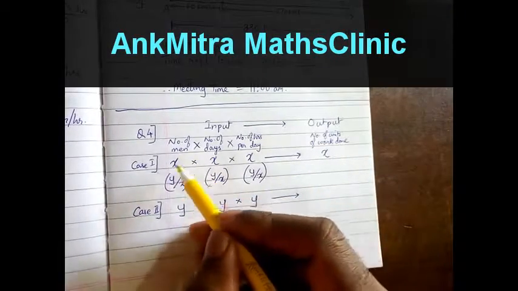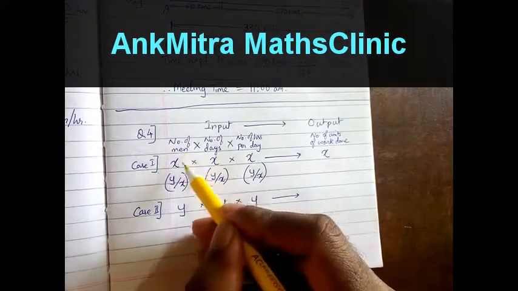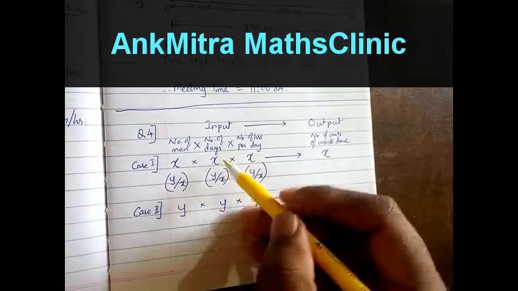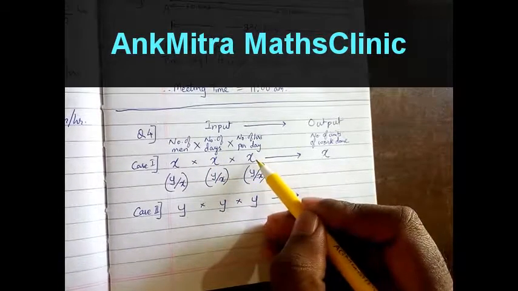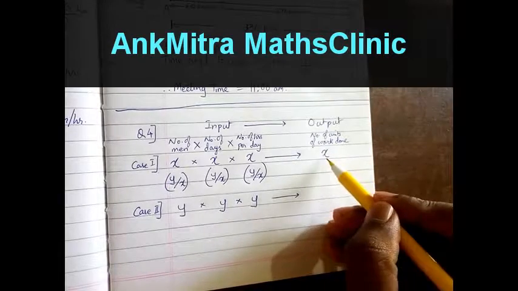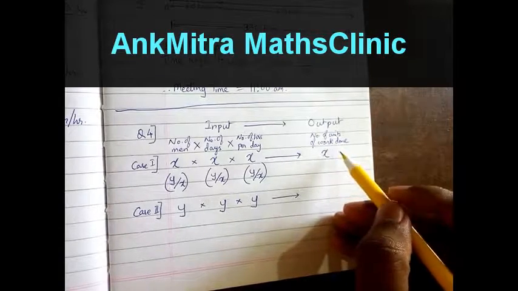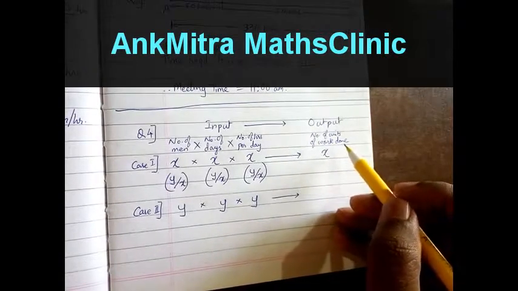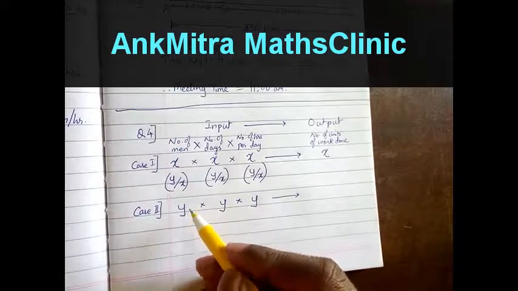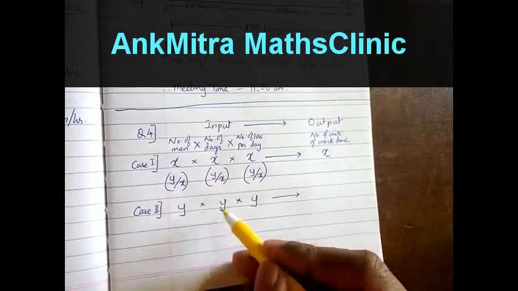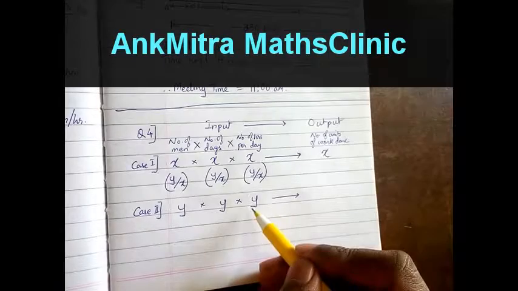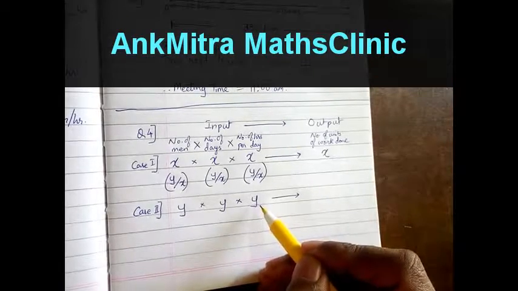The question says that x number of men working for x number of days for x hours per day result in x units of work done. And we are asked to find what will be the work done if y number of men work for y number of days for y hours per day.